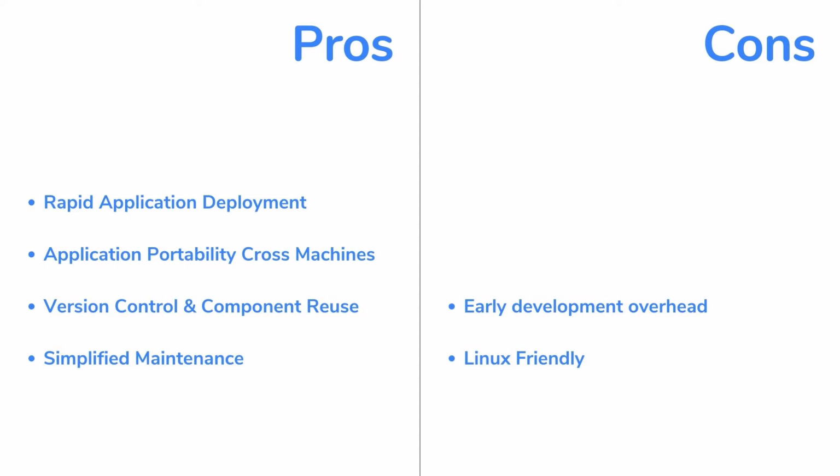The disadvantage of using Docker is early development overhead. It means developers who are new to Docker are more likely to experience trial and error when setting up an early environment. There could be complaints within a team, so especially for small projects, it's necessary to consider the use of Docker. And lastly, it is Linux friendly.